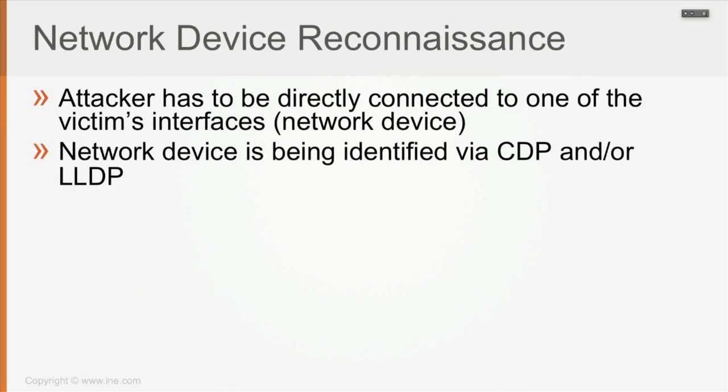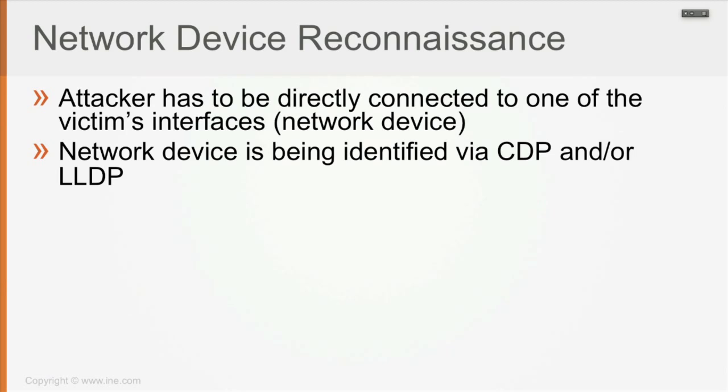So if the attacker somehow manages to be physically connected directly to a network device, like a switch or a router, and the network device is running CDP or LLDP, which we know what those protocols mean, Cisco Discovery Protocol, and LLDP stands for Link Layer Discovery Protocol, then through both of those protocols the attacker can identify the connected device and get information about those devices.